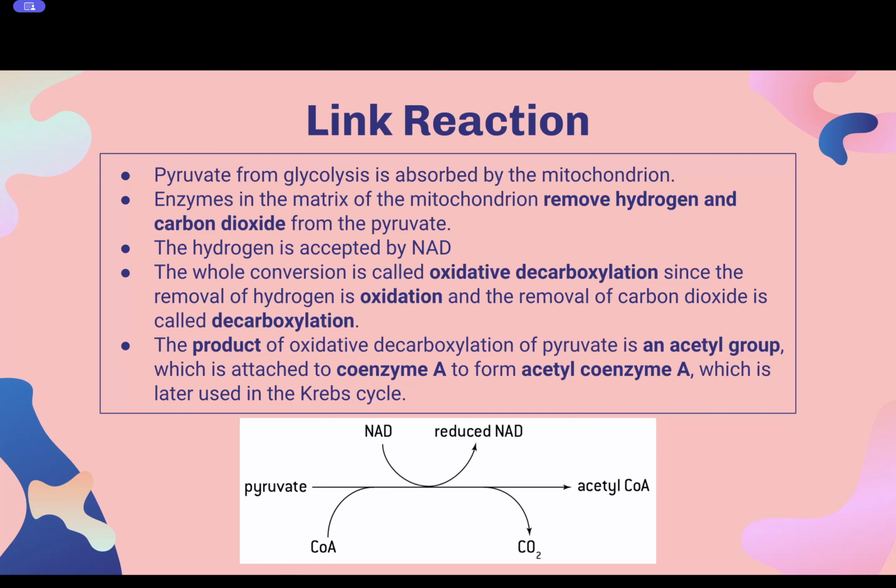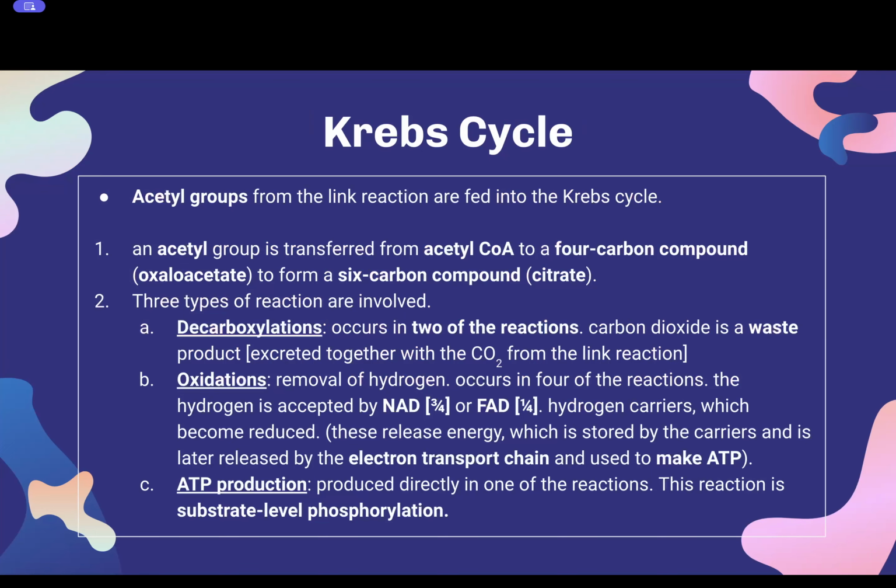So if you look at the diagram at the bottom, pyruvate turns into acetyl CoA because the coenzyme A gets attached, but carbon dioxide leaves, and NAD accepts a proton in the form of H+, which then eventually leads to an acetyl CoA group. That's the entire link reaction.